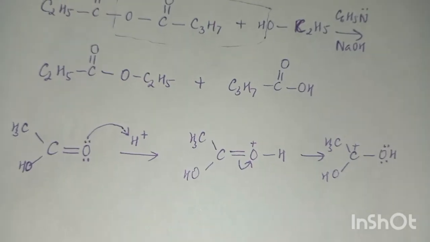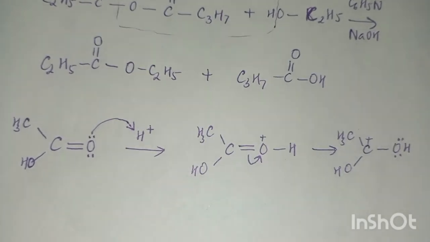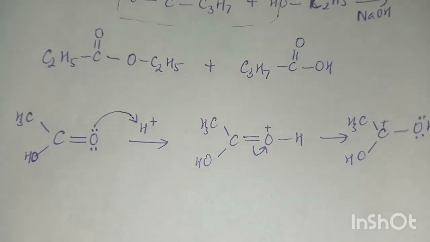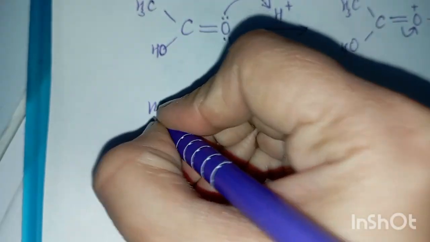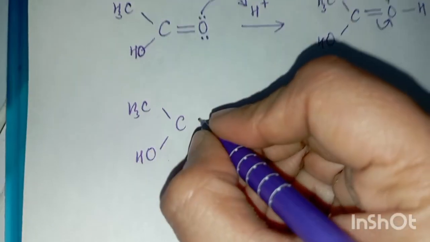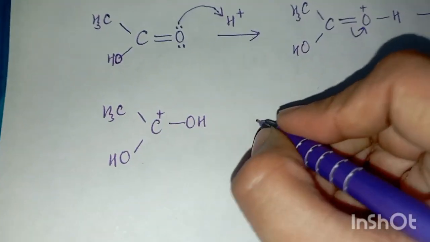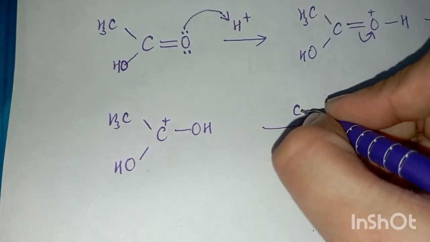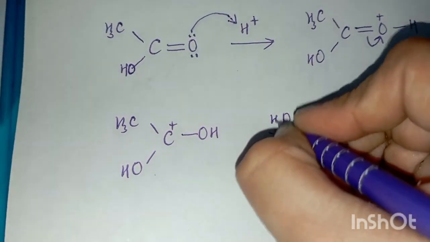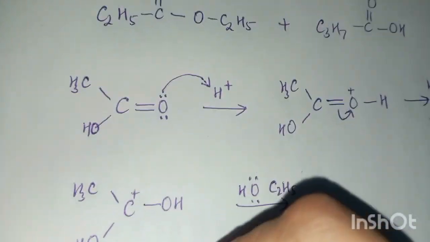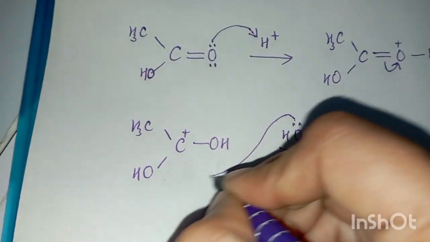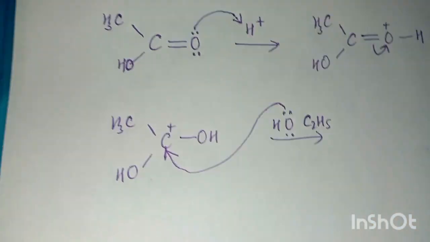Now the second step. In the second step, the oxygen of the alcohol donates its lone pair to the positively charged carbon atom of the carbonium ion as follows. Suppose we have taken ethanol here. Okay, so this is step 2.